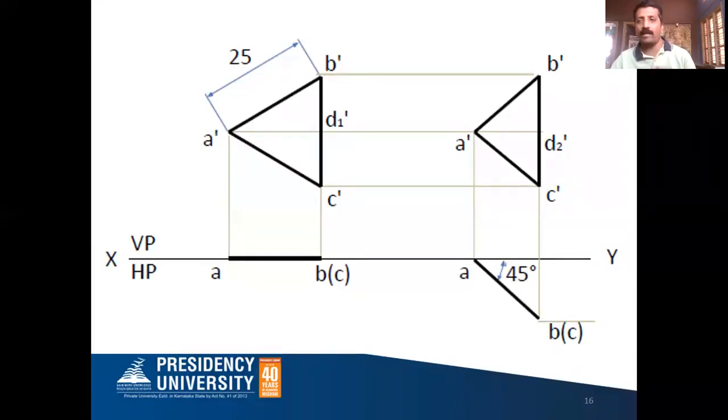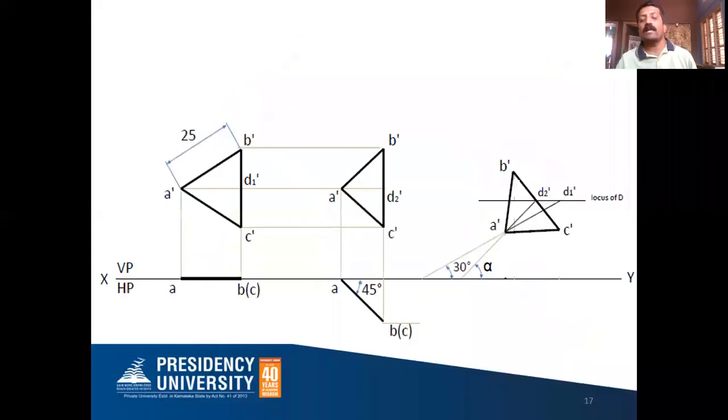The length will be apparent length. A dash D1 dash is the true length of the median. A dash D2 dash is the apparent length of the median. For the third position, what he has given is the same median inclined at 30 degree to HP. He says 30 degree to HP, so the inclination whatever he has given is a true inclination.